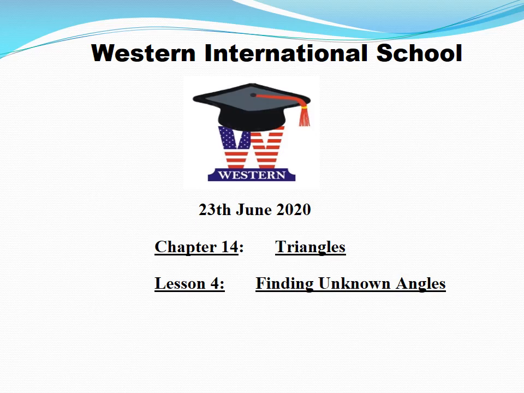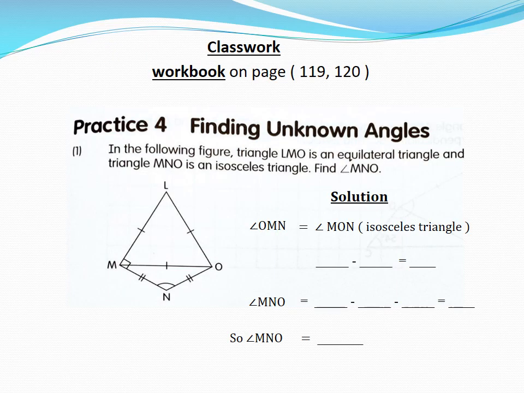Right now we will continue to study chapter 14, Triangles. So lesson 4, you will continue to do exercise about finding unknown angle. Now we start in our classwork. In workbook on page 119, 120. Practice 4. Finding unknown angle.